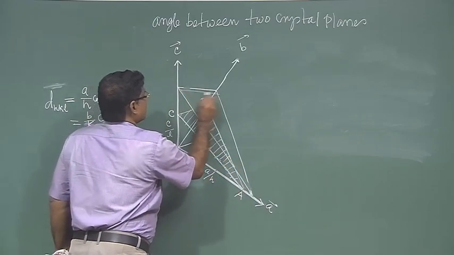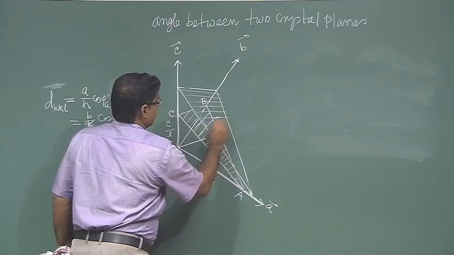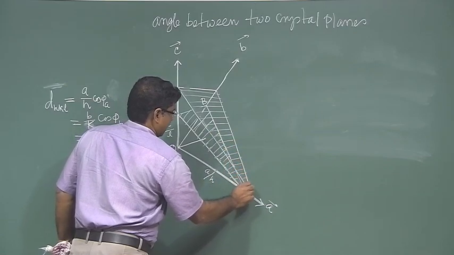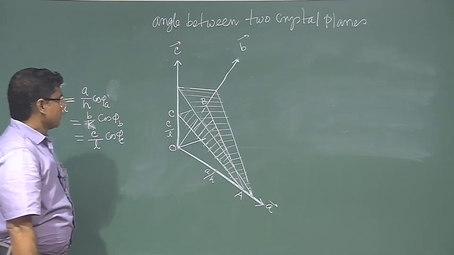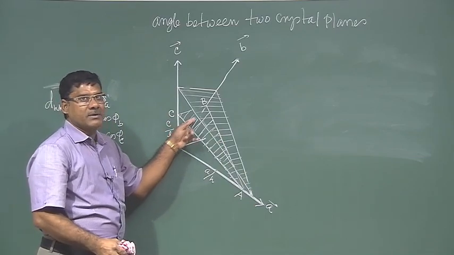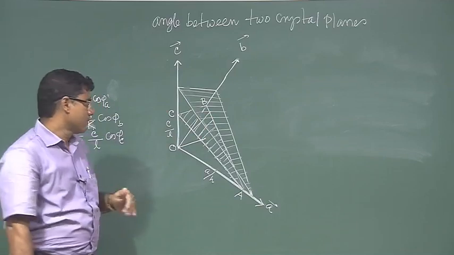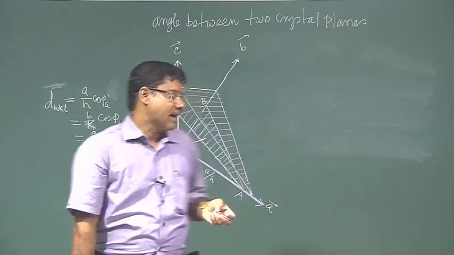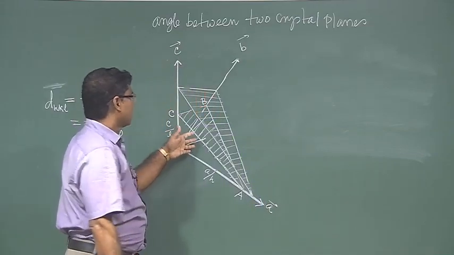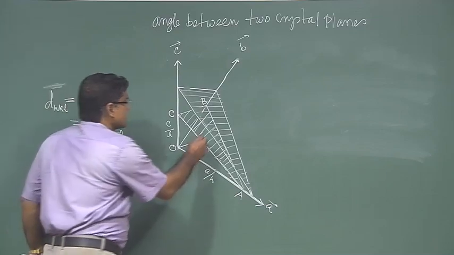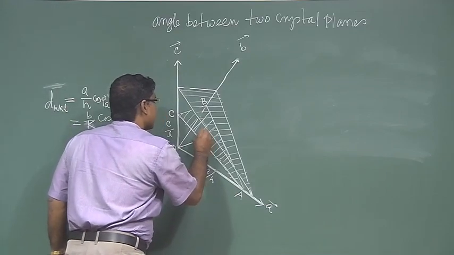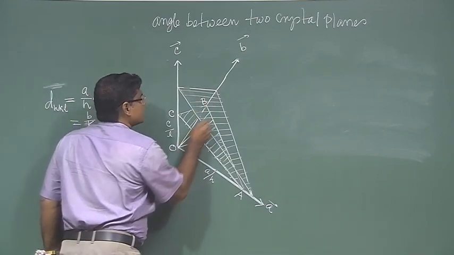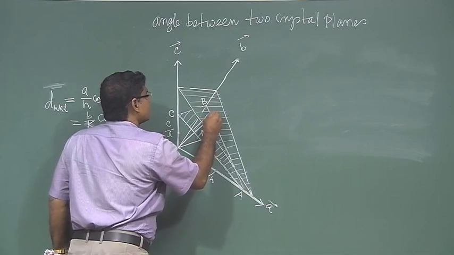So, this is the other plane. We would like to find out what the angle is between these two planes. You know that the angle between these two planes will be the same as the angle between the normals of these two planes. So, this is one normal of this plane, this is N. And another normal on the other plane.